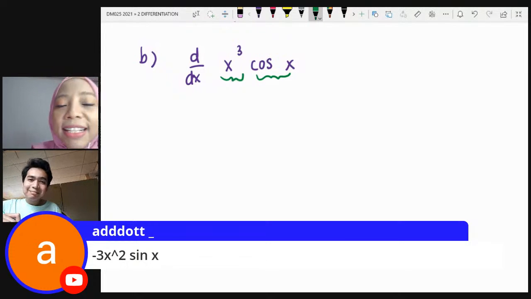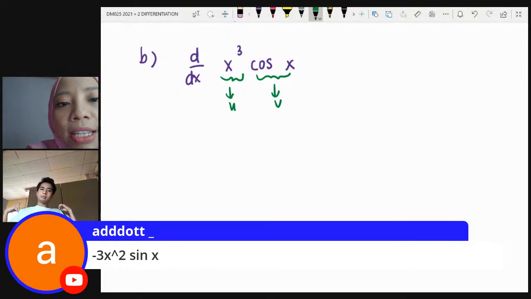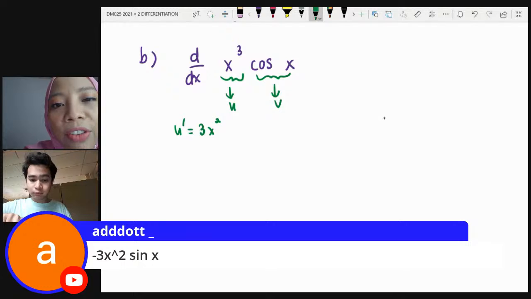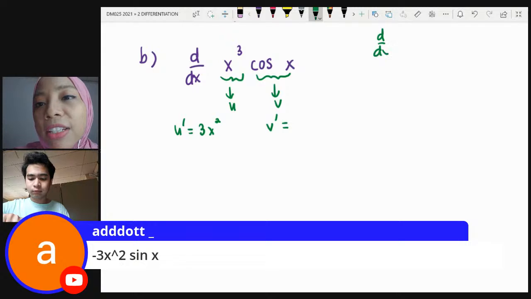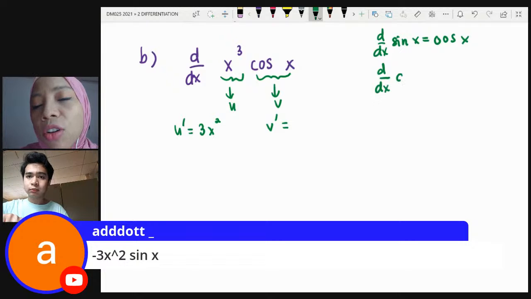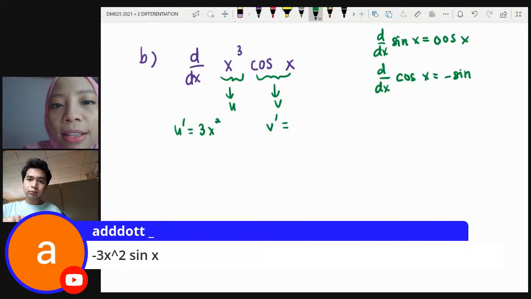Of course this is again two functions. This is your u, this is your v. So u prime is 3x square. Your v prime is the differentiation of cos, as I mentioned. When you differentiate sine x, it will give you positive cos x. But when you differentiate cos x, this is something that is costing us, not good, negative. So negative sine x.